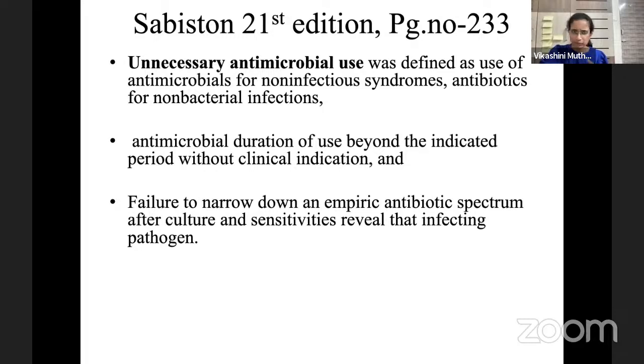Say initially, most of the time, you don't wait for the pus culture and sensitivity. You just start right away with an empirical antibiotic, and then you wait for the pus culture report.